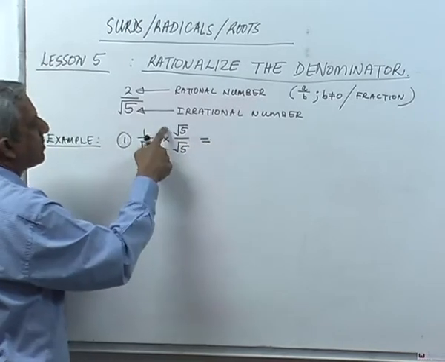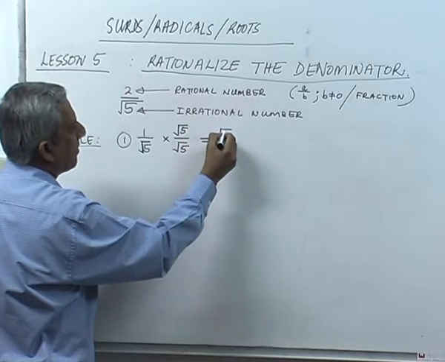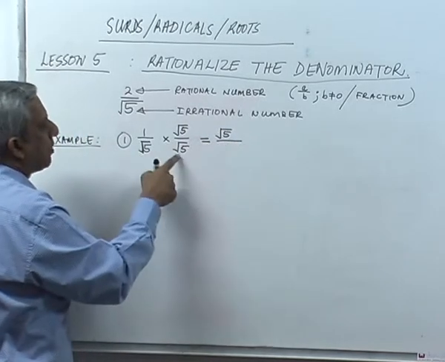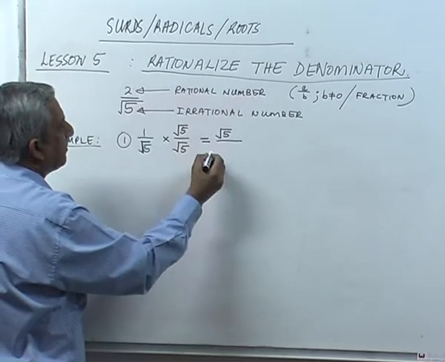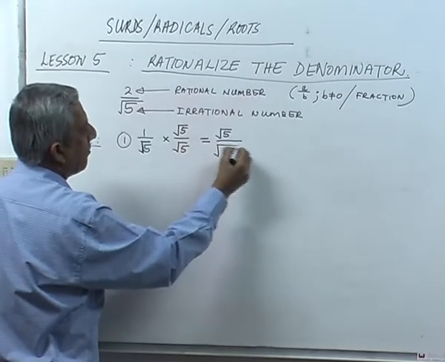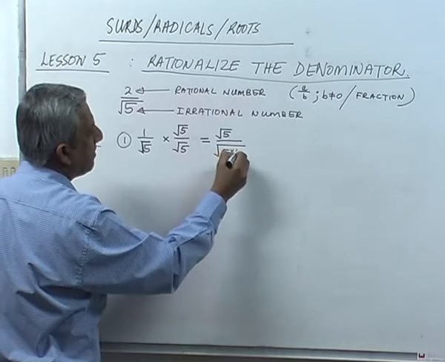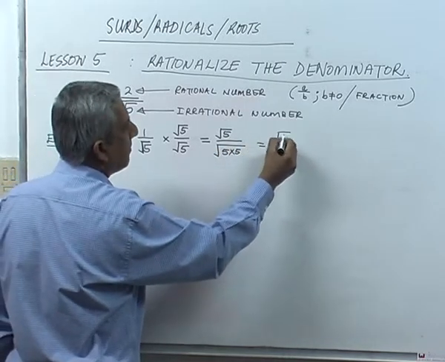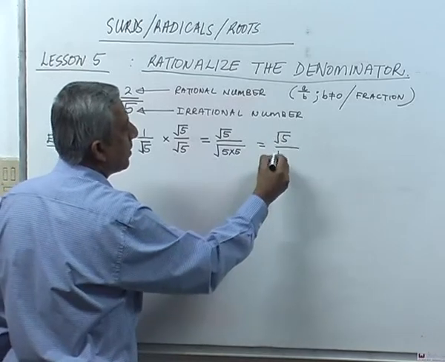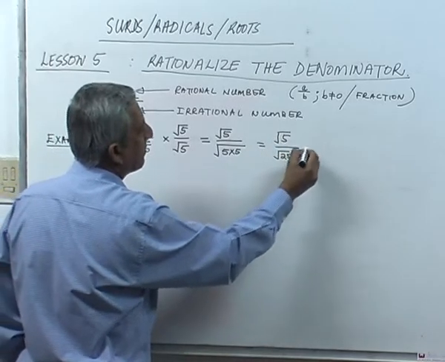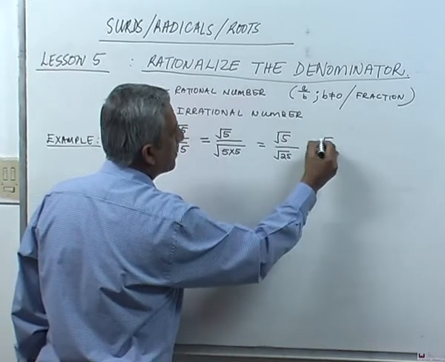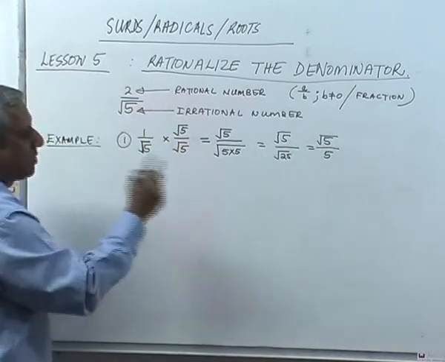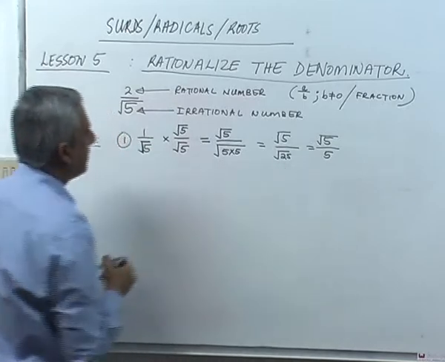Now, 1 times square root of 5 is square root of 5. In the bottom here, we got square root of 5 times square root of 5, which becomes square root of 5 times 5, which becomes square root of 25, which is 5. So the answer is square root of 5 over 5, because the square root of 25 is 5.